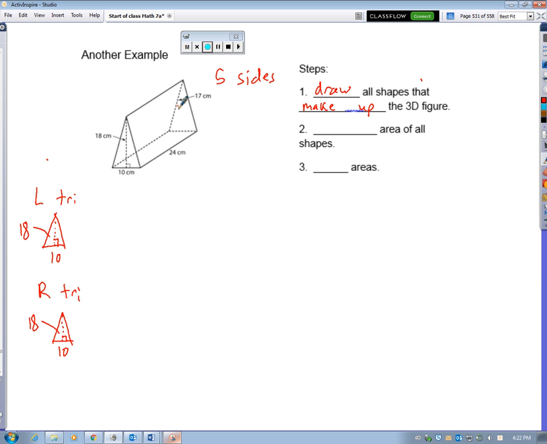Then I have this 17 over here, but I don't need it with my triangles because remember, area of triangle is the base times the height, and I already got that. The 17 is just an extra number, but we're going to need it for our rectangles that we're going to use. Okay, so let's get to our rectangles.